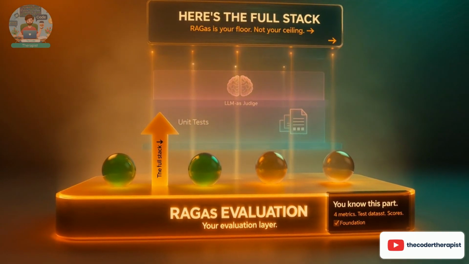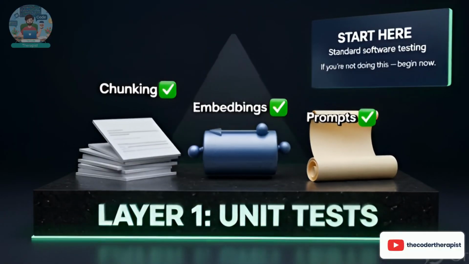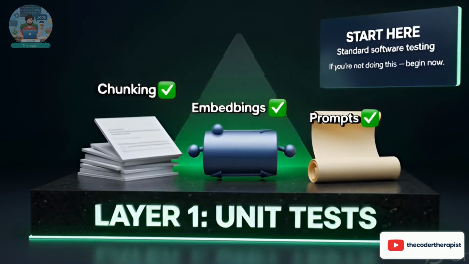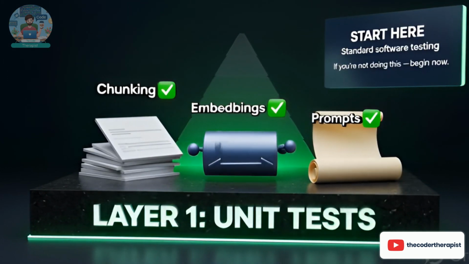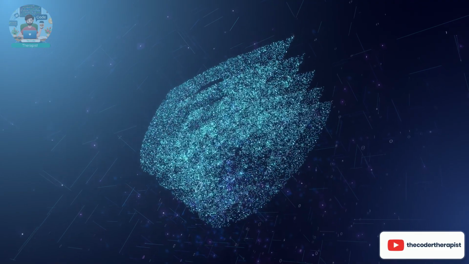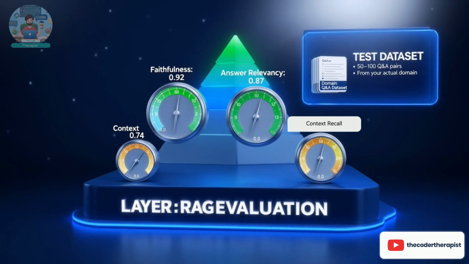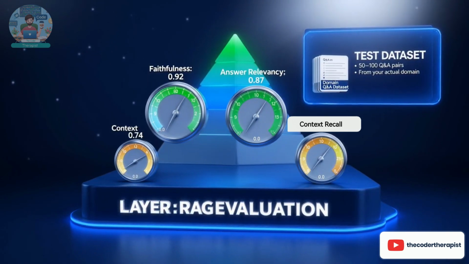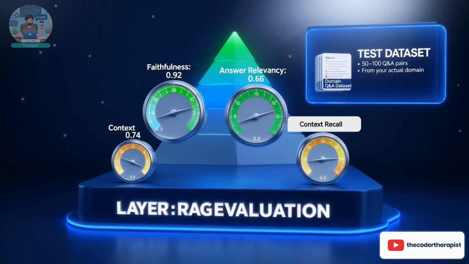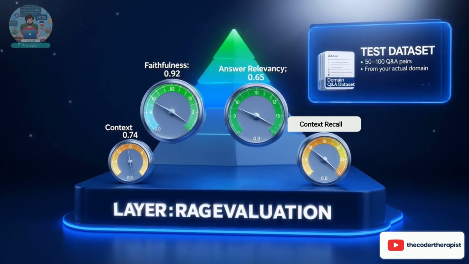Here's the full stack. Layer 1. Unit tests. Test your chunking logic, your embedding pipeline, your prompt templates. Standard software testing. If you're not doing this, start here. Layer 2. RAGAS evaluation. The 4 metrics we just covered. Run these on a curated test data set. 50 to 100 question-answer pairs from your actual domain.